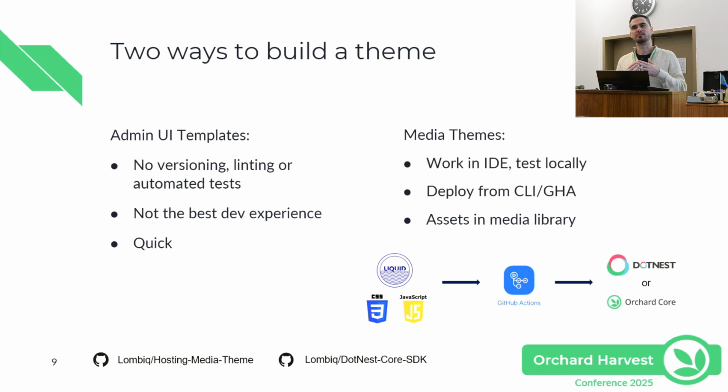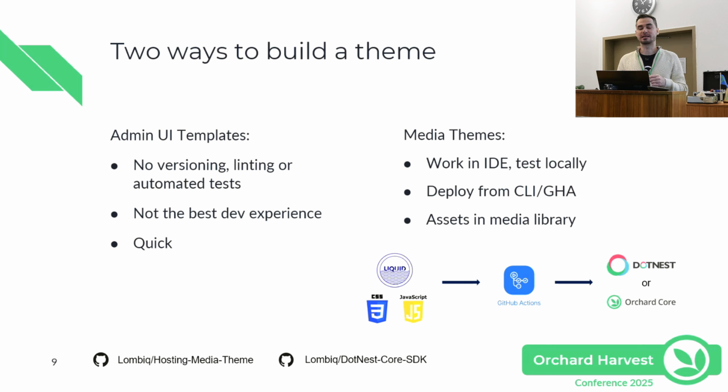Currently, if you want to build a theme on a pure Orchard website, then you need to use the admin UI templates feature, which is a great and quick way to create shape overrides. You can write CSS code there, or you can upload the CSS file to the media library. But basically, this is what you have, a template editor with basic code highlighting. But you don't have versioning, you don't have proper linting, you don't have automated tests if you want them. So it's not the best developer experience.